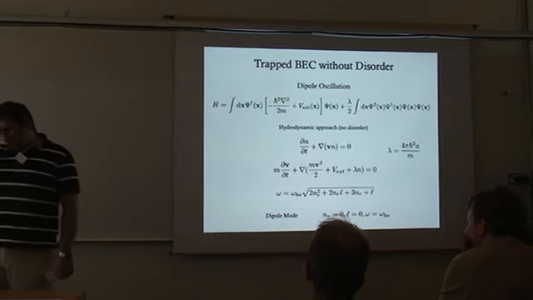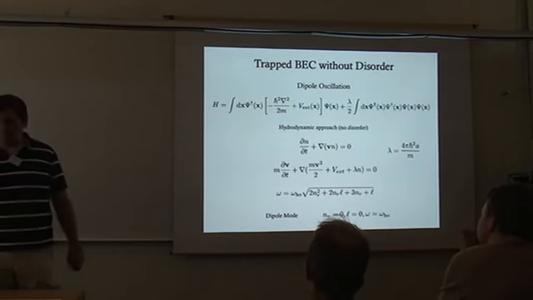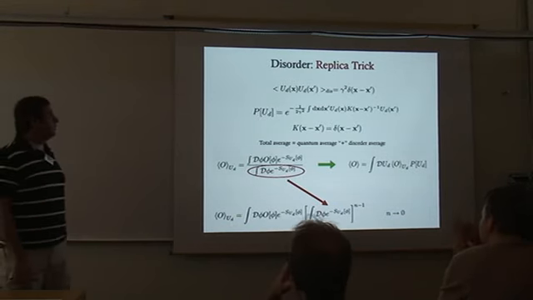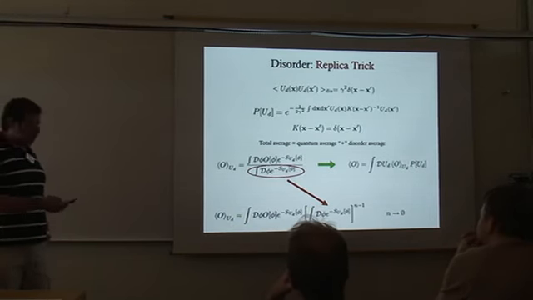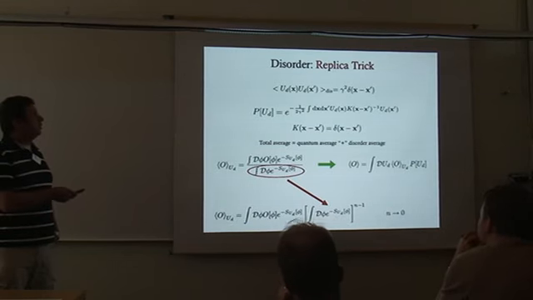So how can one treat the disorder now? There are different methods, but one of them I will just briefly tell you. It's the replica trick. Let's say that we have this disorder potential defined with this correlation, as I said, with some strength.